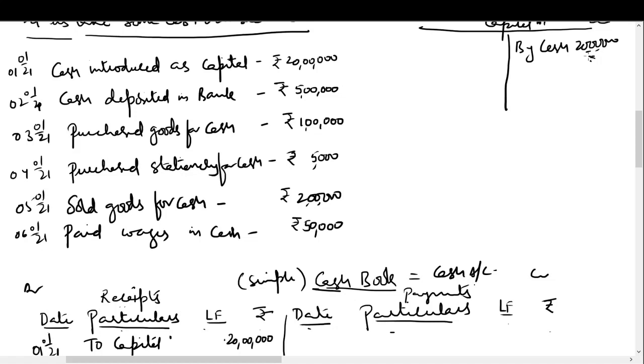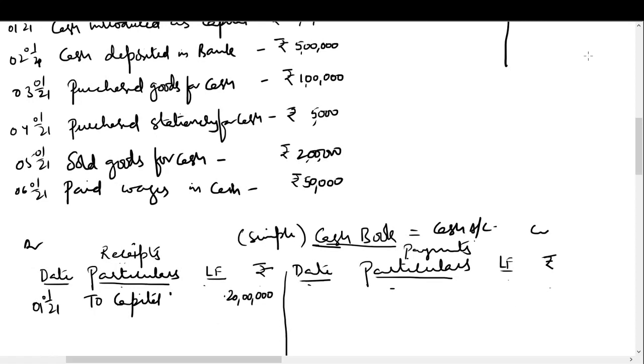Okay. Next, cash deposited in bank rupees 5 lakhs on 2nd January. Now cash deposited in bank means cash is going out of the business. It is a cash payment, hence I will write 2nd January 21. I am making a payment. The payment is being made to a person called the bank, so I'll write by bank account here rupees 5 lakhs. And I have to write here the page number in the ledger in which the bank account is opened.